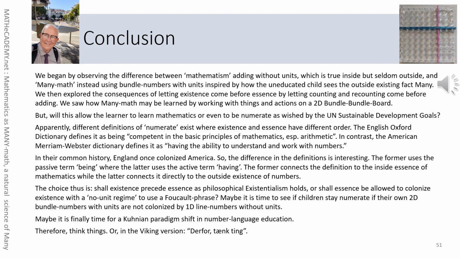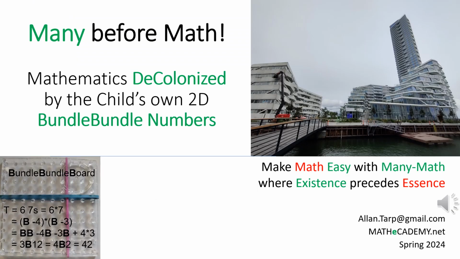Therefore, think things. Or, in the Viking version, Dörfer, Tank Ting. Many before math. Mathematics decolonized. By the child's own 2-dimensional bundle numbers. Make math easy, with many math, where existence precedes essence. Alan Tarp, mathecademy.net, Spring 2024.